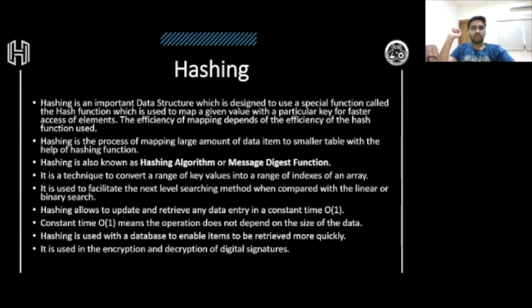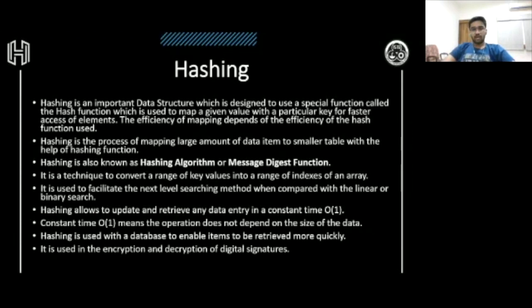Hashing is the process of mapping a large amount of data items to smaller tables with the help of hash functions. Hashing is also known as a hash algorithm or message digest function. It is a technique to convert a range of key values into a range of indexes of an array. So that is what it is.